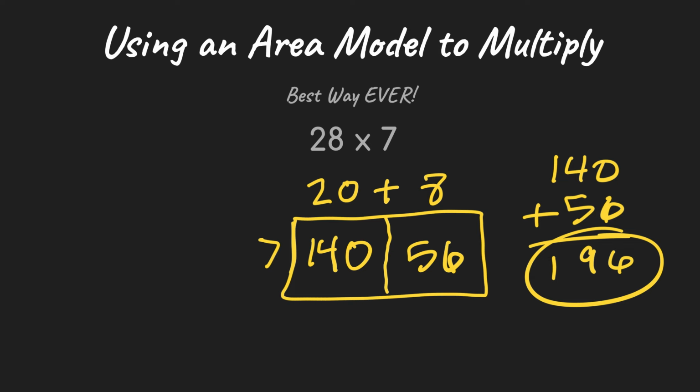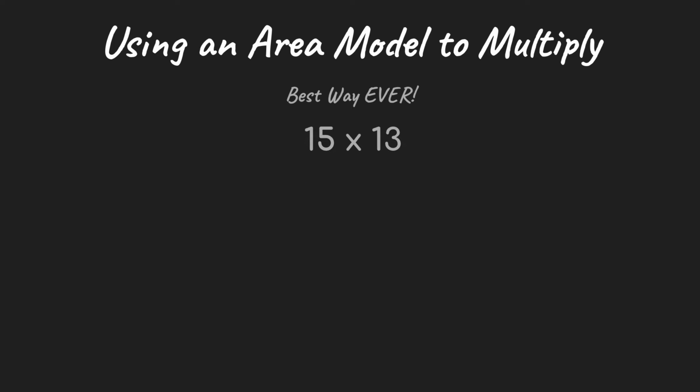28 times 7, 196. Look how quick we did that. Less than a minute. All right, now we're getting tricky. We got 2-digit by 2-digit. Tricky, tricky. We actually won't do 2-digit by 2-digit until like the end of our unit, but let's go ahead and do it because it's so easy.